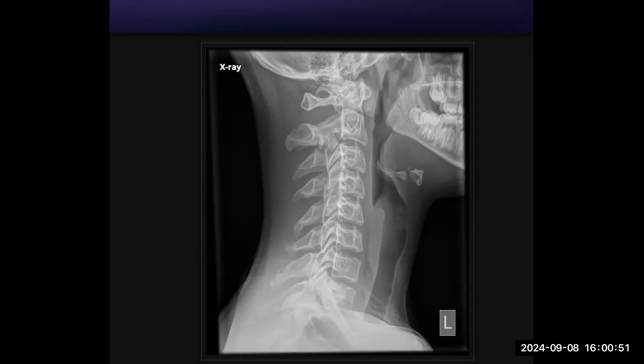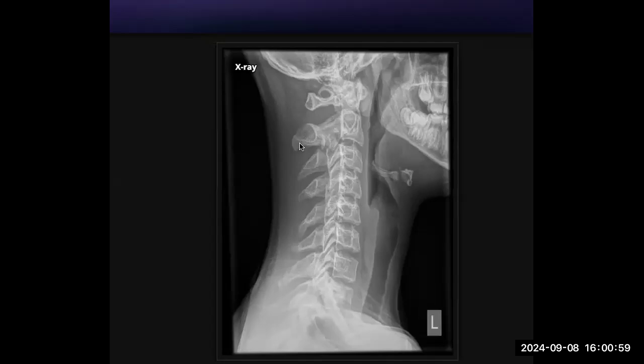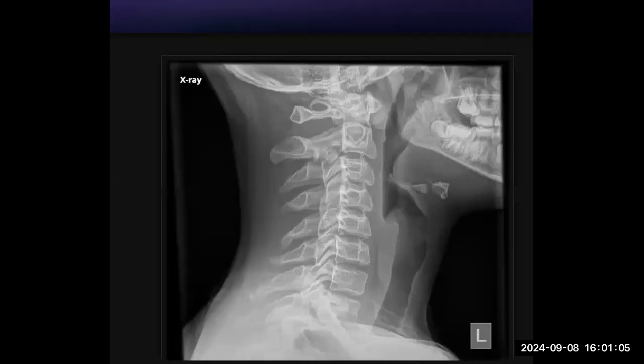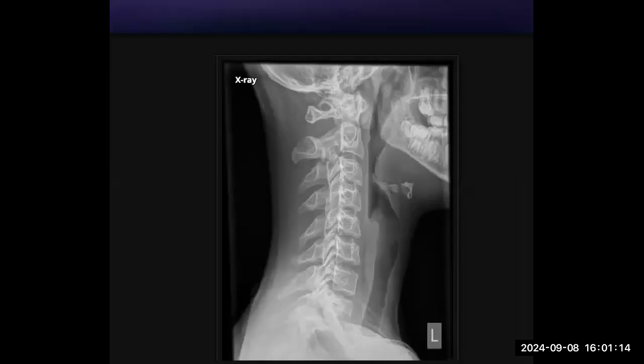I'm not quite sure what is happening here. In my routine practice, I'll also look at orthogonal views, and I will also correlate with the frontal view. I have a frontal view for you, one sec. In retrospect, this could also be a fracture of the hyoid, but in a pediatric patient, it is highly unlikely. I'll just give you a frontal view.